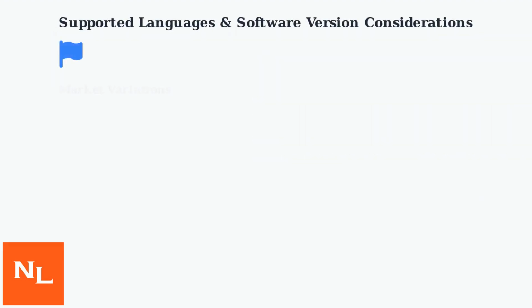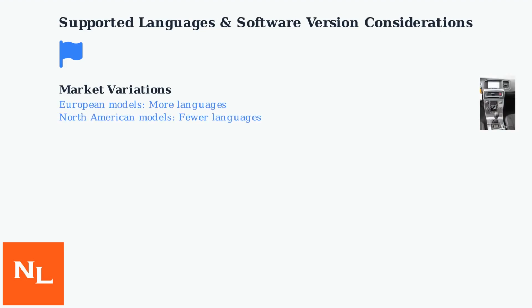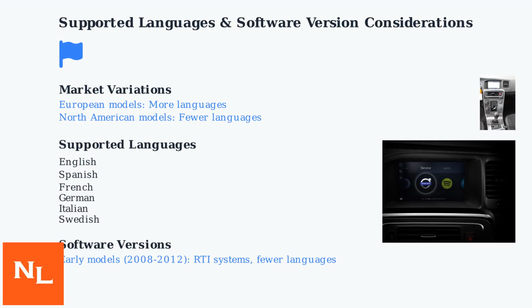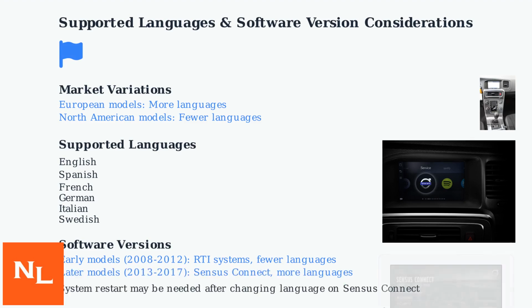The number of supported languages varies by market. European models typically offer more options than North American ones, including English, Spanish, French, German, Italian, and Swedish. Early models, from 2008 to 2012, with basic RTI systems have fewer languages than later 2013 to 2017 Sensus Connect systems. A system restart might be needed after changing the language on Sensus Connect.